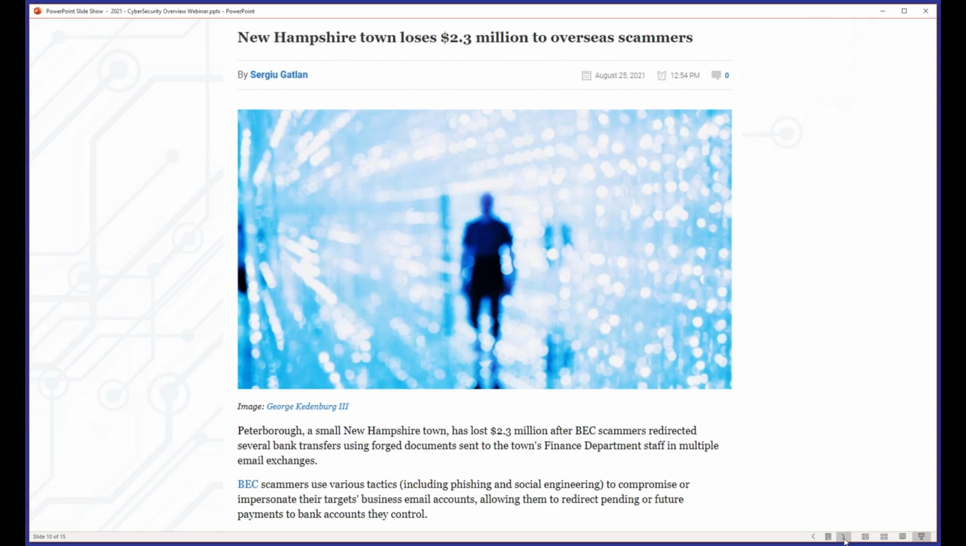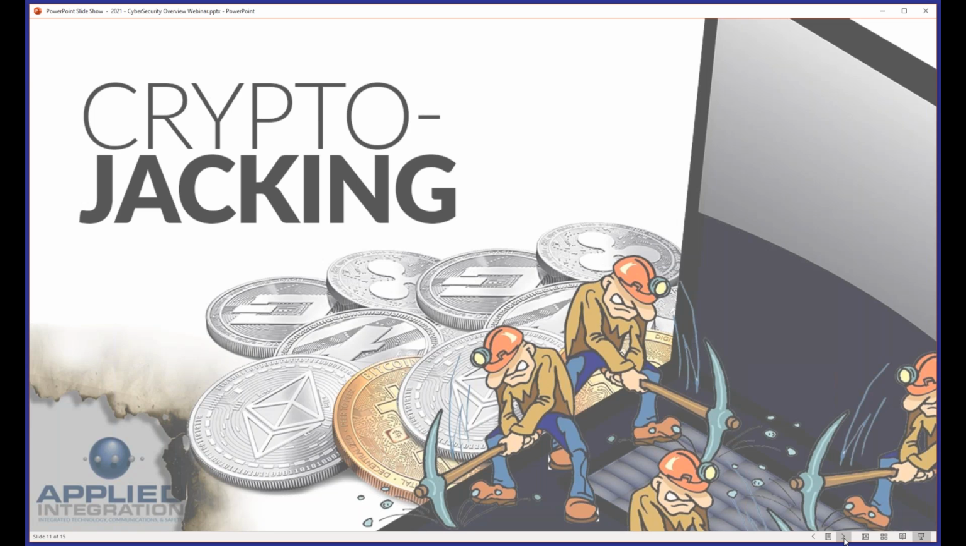I would expect that the folks that pulled this off maybe spent a week or two researching this town before they launched this attack, and their payday for that is over $2 million. And chances are they will never be caught, never be prosecuted. And that all happened through just a series of emails.